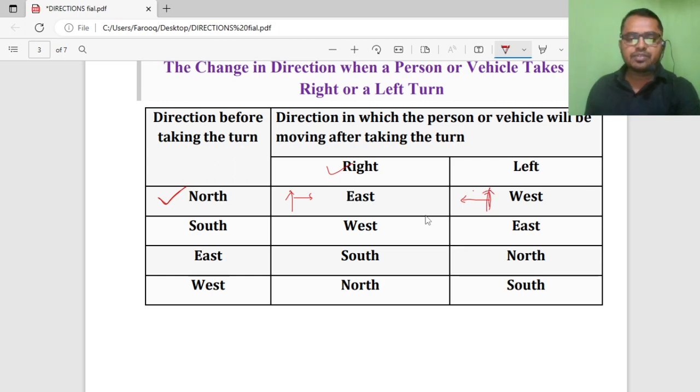From the south, if you take a right turn, it means west direction. Left means east direction. Right means west direction, left means east direction.